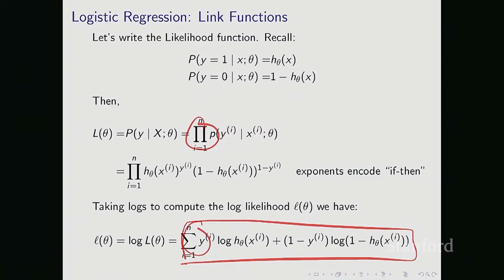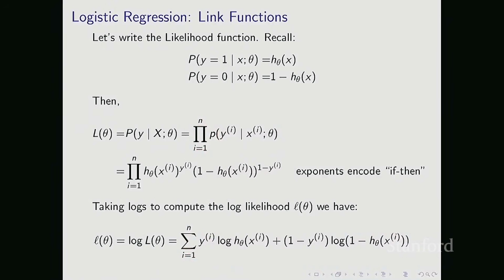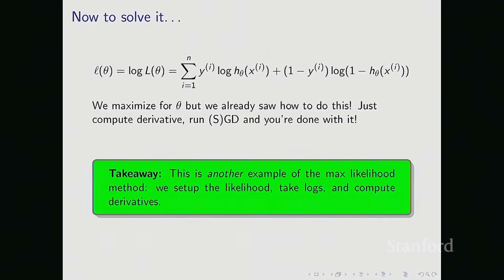Okay? How are we going to solve this thing? Any guesses? Differentiate, compute some gradients, let it run for a while. Okay. Now this one we can tell when it's finished, which is not going to be true later in the course. But this one we can actually solve. Okay. All right. So how do we solve it? We maximize. We already saw how to do this. You just compute the derivative, run SGD, and you're done with it.